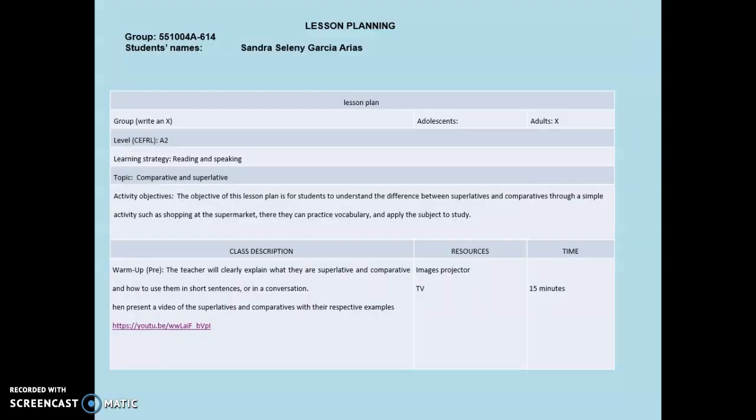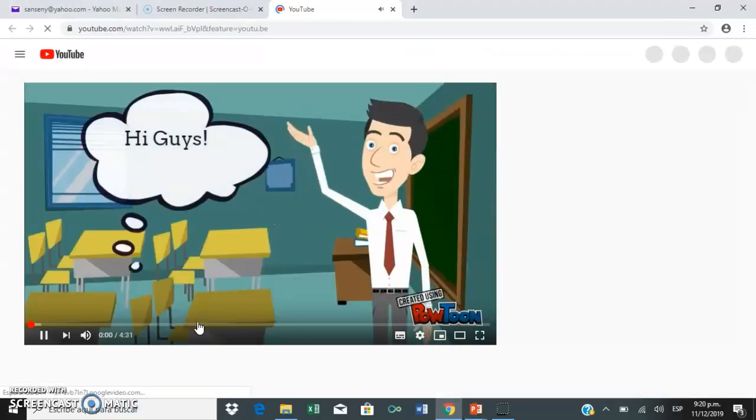The lesson planning for adults, A2 level, reading and speaking. The objective is to understand the difference between superlatives and comparatives through a simple activity such as shopping at the market. They can practice vocabulary and apply the subject they study. Therefore, the teacher will clearly explain what superlatives and comparatives are and how to use them in a short sentence or a conversation. They present a video about superlatives and comparatives with examples. For the activity, the resources are an image projector and TV, and the activity is 25 minutes.